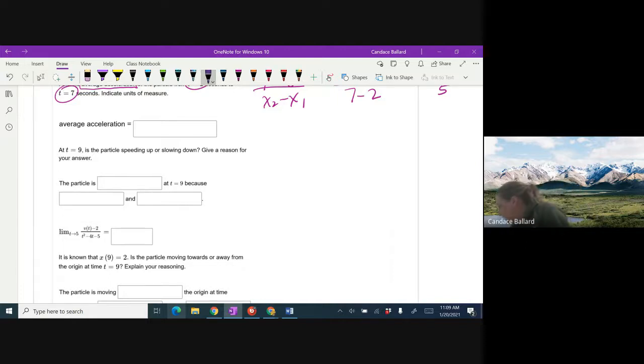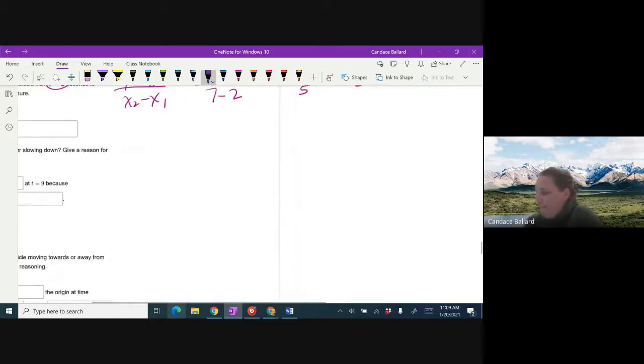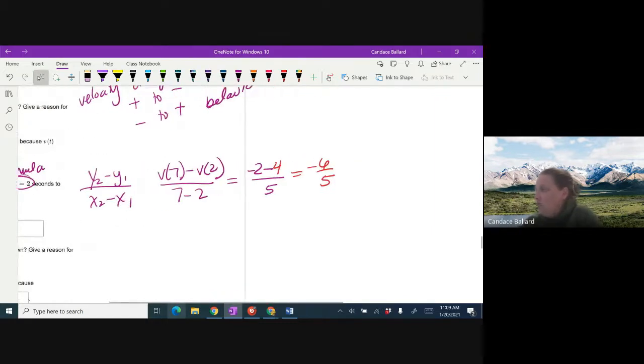Let me see. -6/5. Oh, you know why? Because I didn't indicate units of measure, did I? Okay, so what would our units of measure be? What do you guys think our units of measure are on this one? We had to do acceleration. So what are we going to do for acceleration on this one? Okay, so meters per second would be velocity. How would I fix that to acceleration?